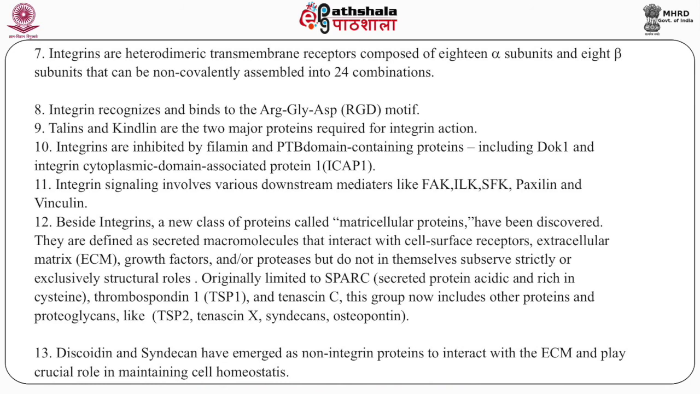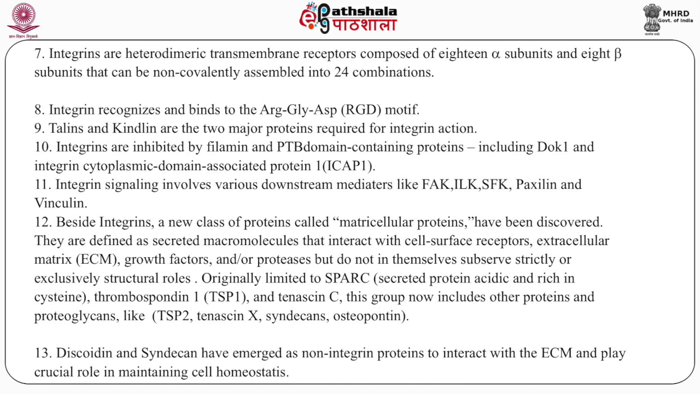Integrins are inhibited by filamin and the PTB domain containing proteins including DOK1 and integrin cytoplasmic domain associated protein 1, or ICAP1. Integrin signaling involves various downstream mediators like focal adhesion kinase and integrin-linked kinase, the SRC family kinase, paxillin and vinculin.